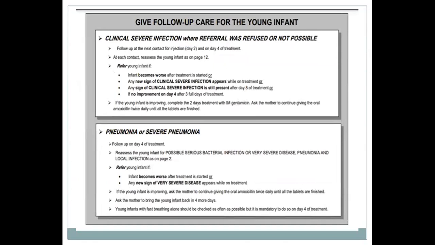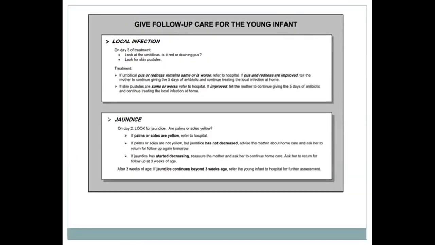Now follow-up care. For clinical severe infection, if referral was refused or not possible, or the child becomes worse, or there is severe clinical infection or signs of clinical severe illness, including pneumonia or severe pneumonia: follow up in 4 days, reassess the infant, and refer the infant if the infant becomes severe or has any new signs of very severe disease. Give follow-up for a young infant. For local infection, follow up after 3 days of treatment and provide the treatment. For jaundice, follow up after 2 days. Look for jaundice, any palmar or sole yellowness.